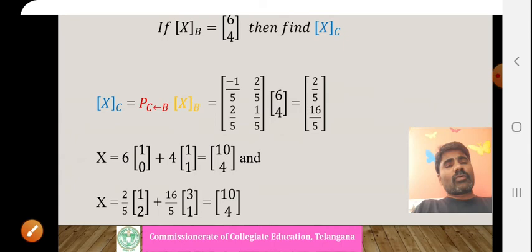That is, the coordinates of x with respect to B are known. Now, using the coordinate change matrix, we can find the coordinates of the same vector with respect to another basis C, that is given by the formula P B to C into XB. This is very important in the problems.